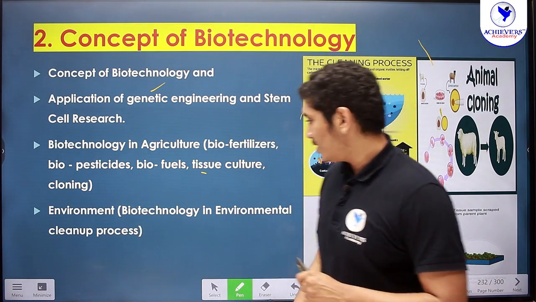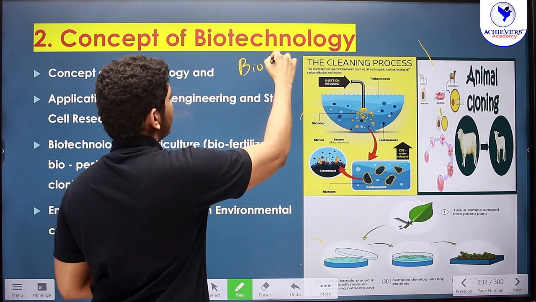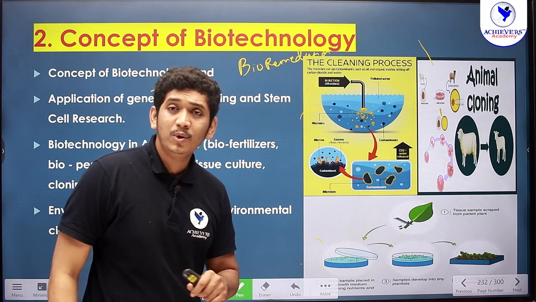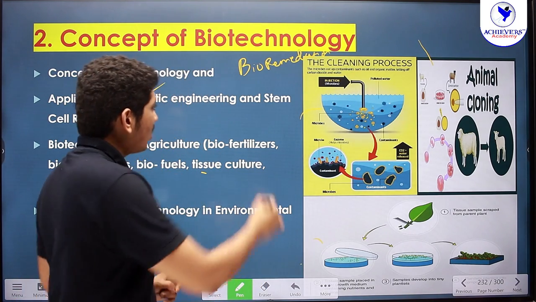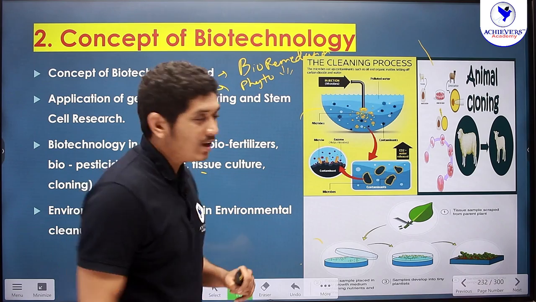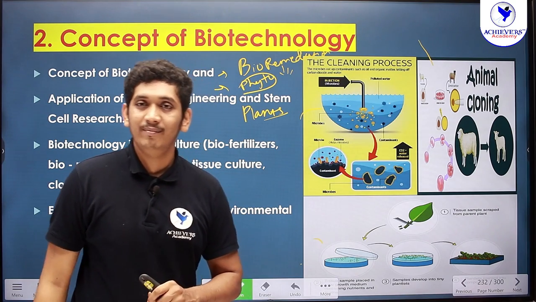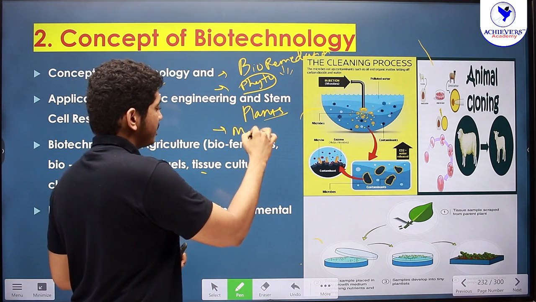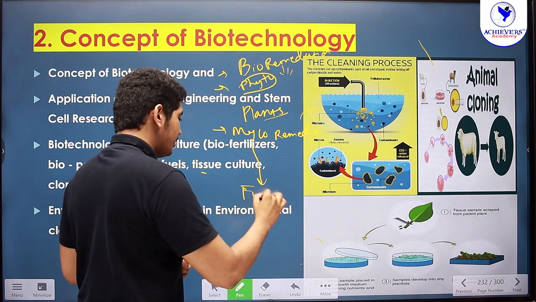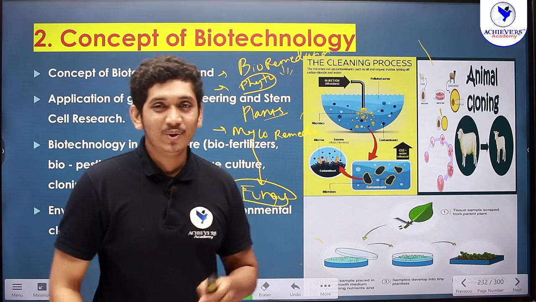Within environmental biotechnology, you will be learning bioremediation, that is, use of microorganisms for cleaning pollution, soil, water, etc. Next, you will also learn about phytoremediation. What is phytoremediation? You are using plants, instead of microbes, which are genetically modified. Next, you will also learn about mycoremediation. What is mycoremediation? Basically, you will be using fungus based organisms to treat water, pollution and so on.